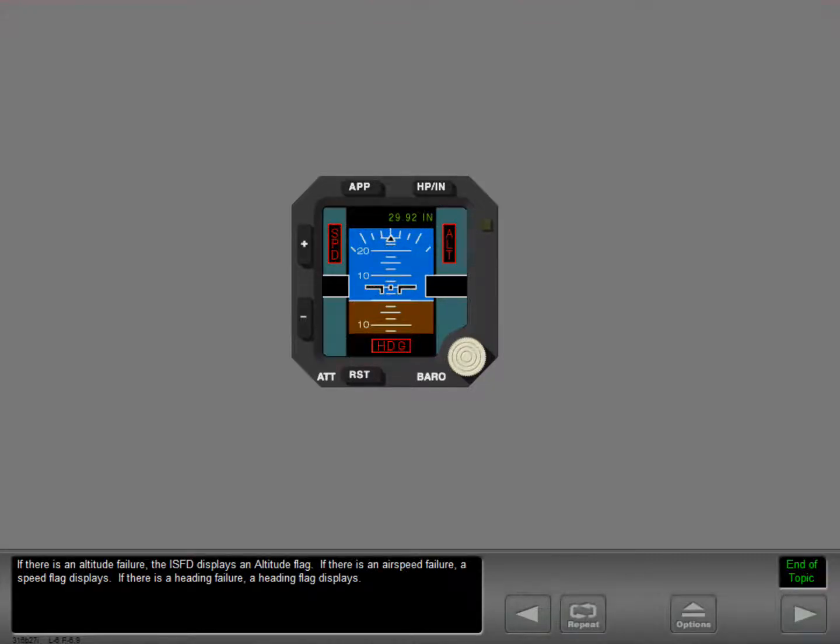If there is an altitude failure, the ISFD displays an altitude flag. If there is an airspeed failure, a speed flag displays. If there is a heading failure, a heading flag displays.